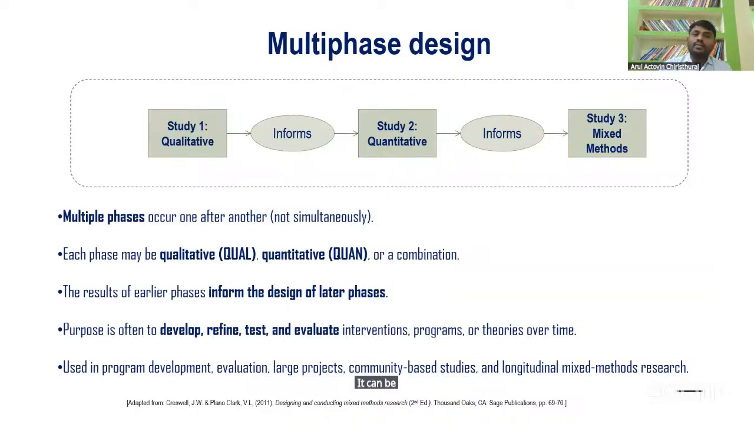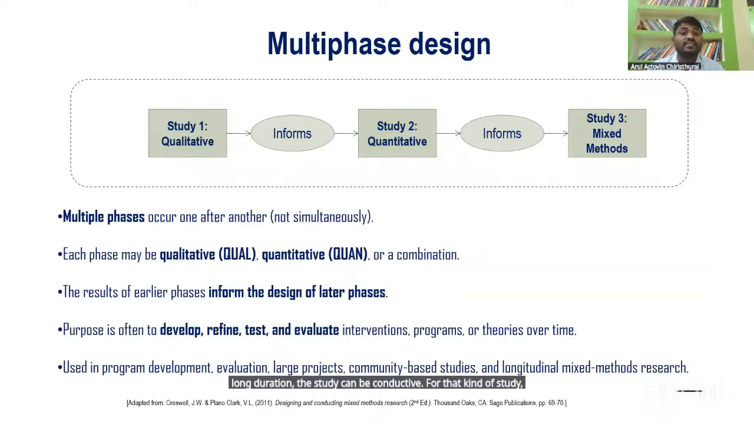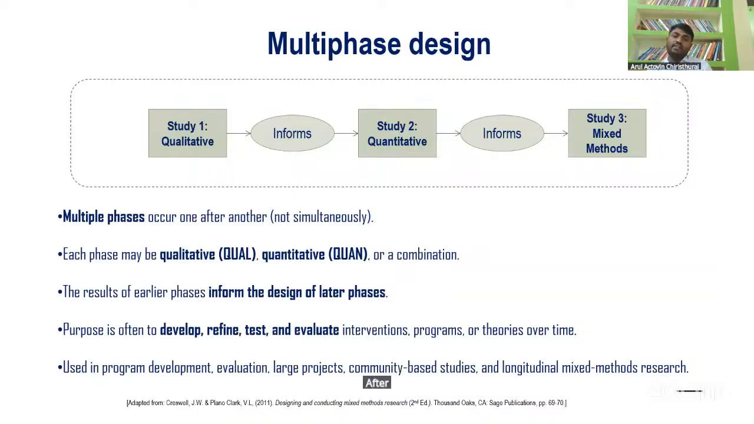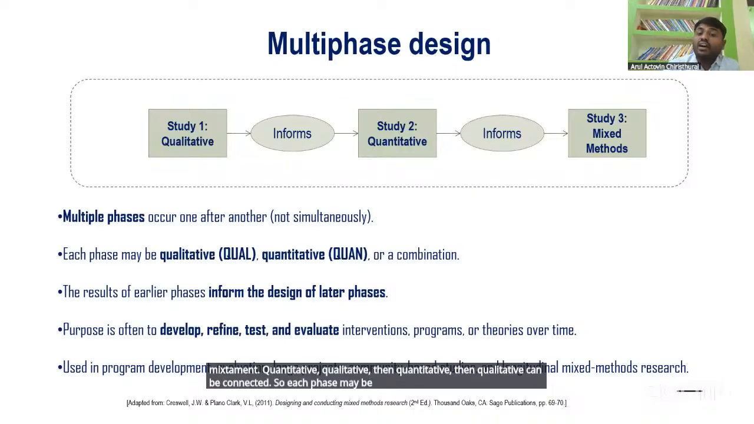It can be a qualitative study or a quantitative study, then a quantitative study. It depends on whether the research needs a longer duration; for that kind of study, the multi-phase design is more useful. Multi-phase occurs one after the other, not simultaneously. First we conduct either a qualitative or quantitative study, then we go for the next one. Once we finish, I mentioned here three, and even a fourth mixed method can be conducted: quantitative, qualitative, then quantitative, then qualitative. So each phase may be qualitative, quantitative, or a combination.